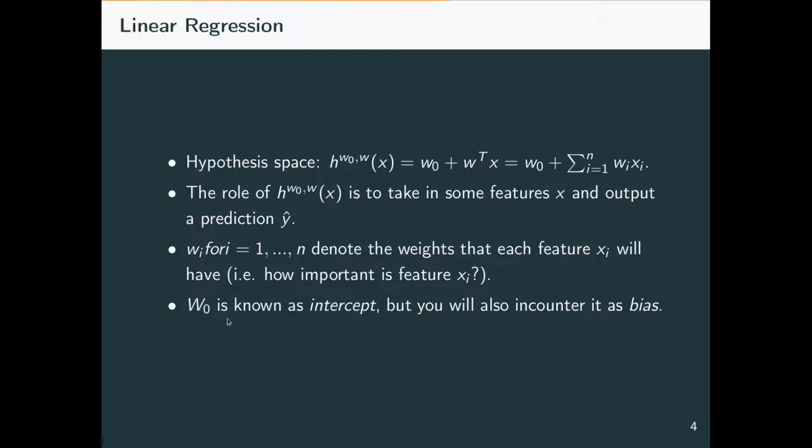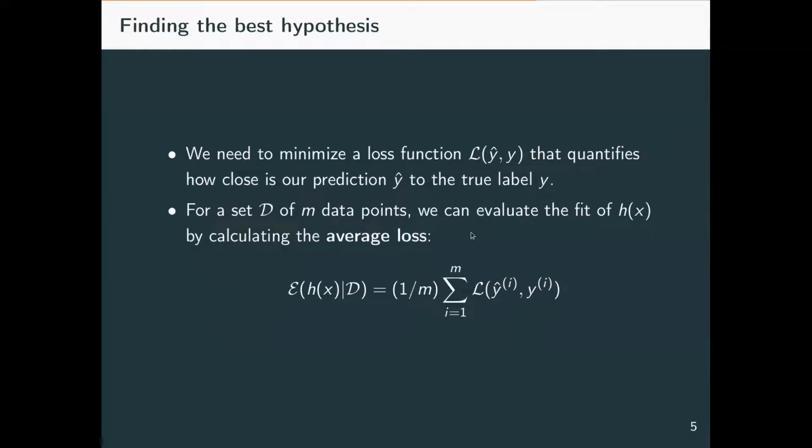W0 is known as the intercept, but you will also encounter it as bias. These two terms are used interchangeably. The W0 just specifies where exactly the line will cross the axis, for example, if you imagine this in a two-dimensional scale.